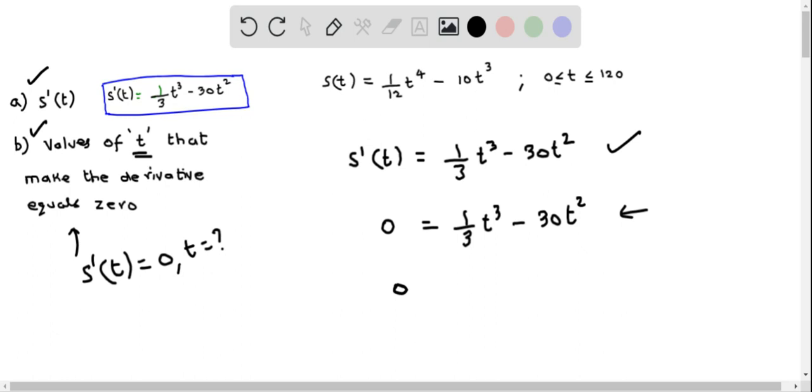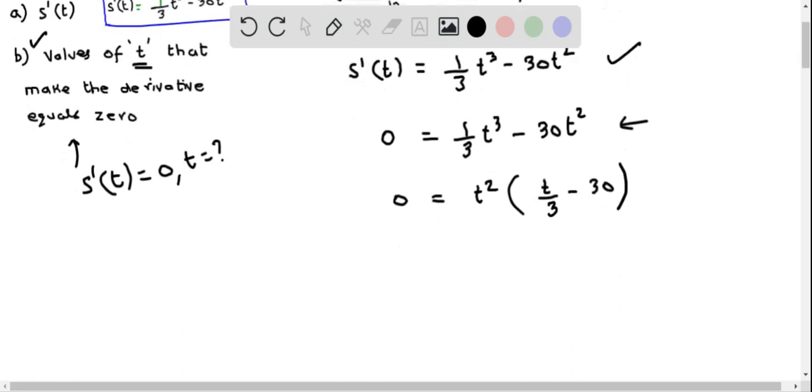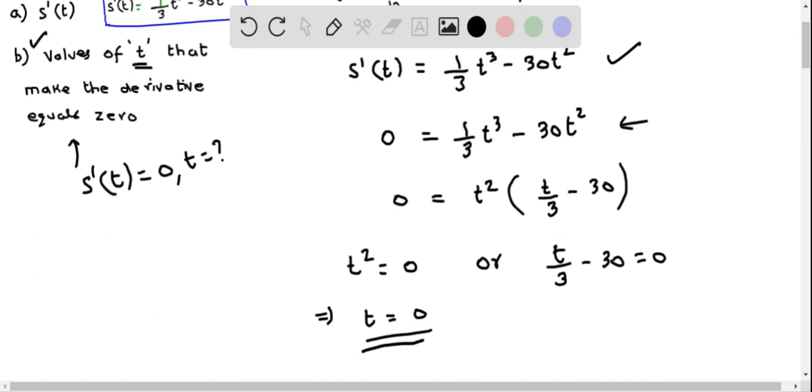So let's do that. So this is 0 equals, I can factor out the t squared because I see t squared in both terms. So when I do that, I get t by 3 here. And the next term is 30. So it becomes t by 3 minus 30. So since this product is 0, we can say that t squared equals 0, or the next factor t by 3 minus 30 equals 0. So if t squared equals 0, then when we take the square root, we get t. Square root of 0 is also 0. So we get one of the values as t equal to 0.